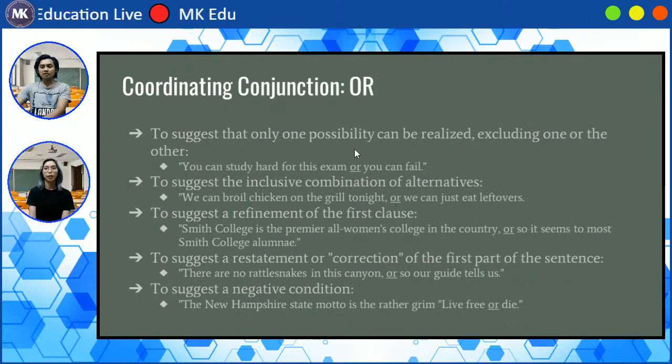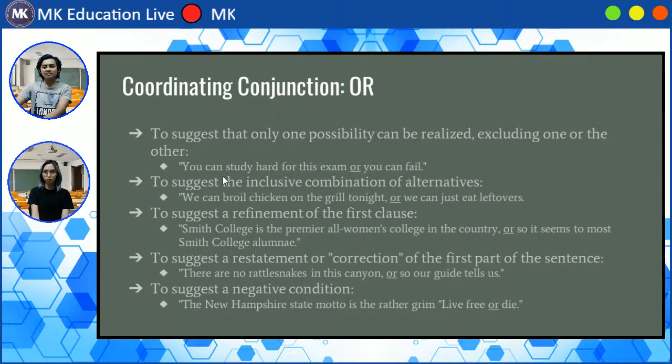So now that my partner's explained, let's proceed with "or". "Or" is used to suggest that one possibility can be realized, excluding the other. So let's look at an example to explain that more. You can study hard for the exam, or you can fail. So this is how "or" works. It presents to you a possibility that can happen if you do the thing stated previously or you don't.